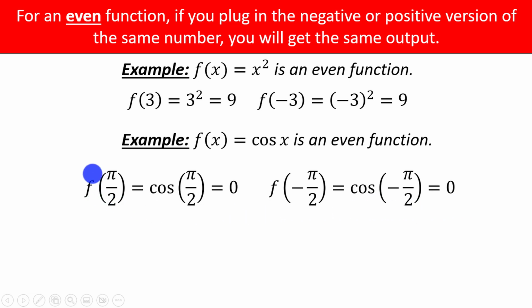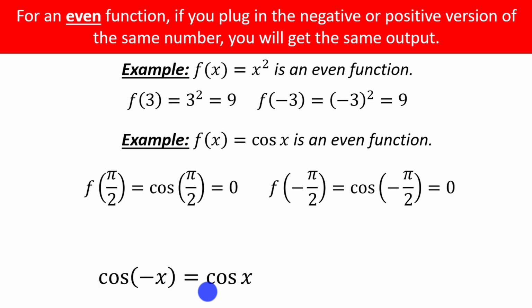This works in general for any argument that we could plug into cosine. Cosine of a positive angle will be exactly the same as cosine of the negative version of that angle. In general, we write this as cosine of negative x is equal to cosine of x. In practice, this means that if you ever have cosine of some negative angle, you can literally just drop the negative sign. It won't make any difference in terms of your final answer.